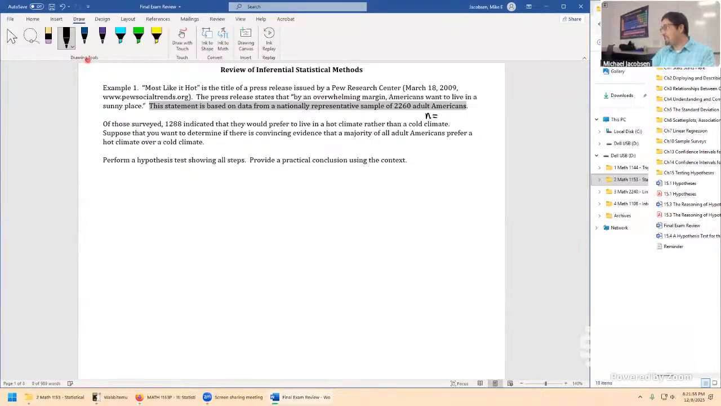So we've got the sample size at least, 2,260. Now, if this was a real exam, I probably would be penning this right here, right in the margin, to start kind of organizing our thoughts on this. Okay, so out of 2,260 Americans, it says, of those surveyed, 1,288 indicated that they would prefer to live in a hot climate rather than a cold climate. Now, you know what's come up quite twice is wanting to live in a hot climate. Would you agree that this is starting to look like categorical data, success-failure type outcomes?